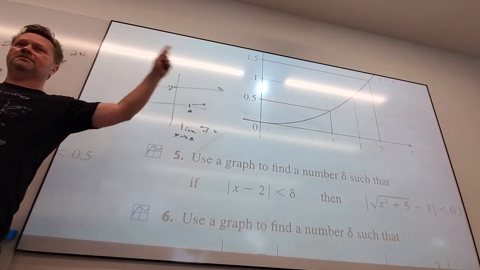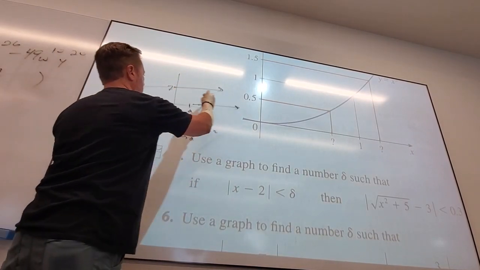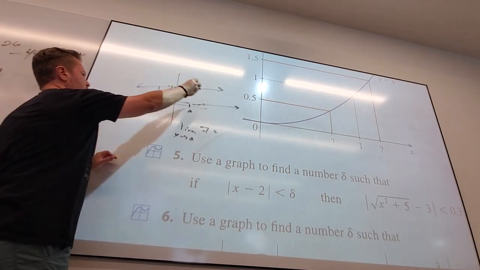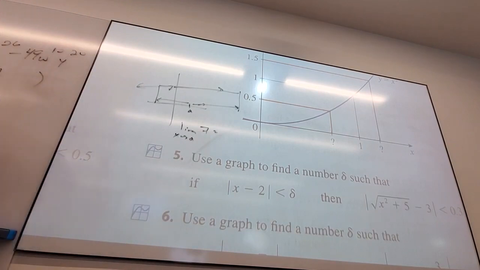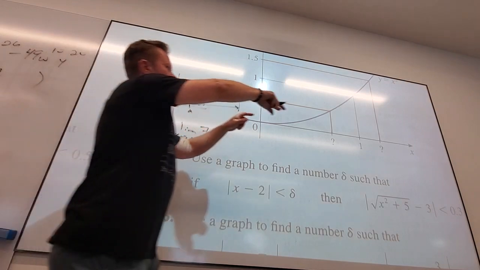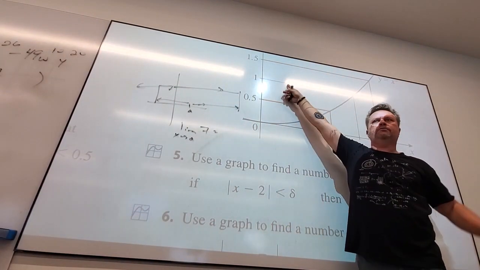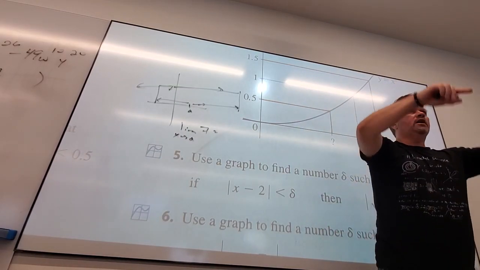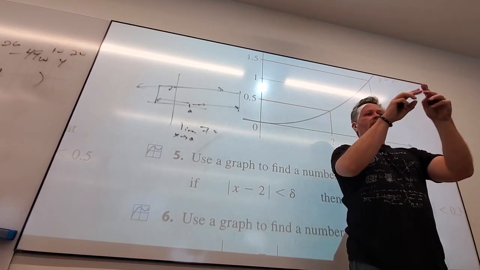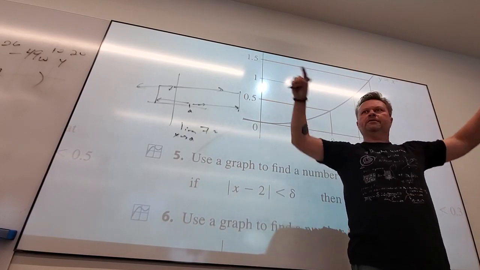Your delta can be infinity. If you get really, really far away from this, what's the output here? 7. What's the output here? 7. Aren't you right at 7? Are you very far away from 7? No. The whole idea is, how far away from the input can I get and have my output still close to what the output's supposed to be? That's the whole idea. That's delta, that's epsilon. If my outputs never change, I can wander as far as I want to, because I'm always right on the output.